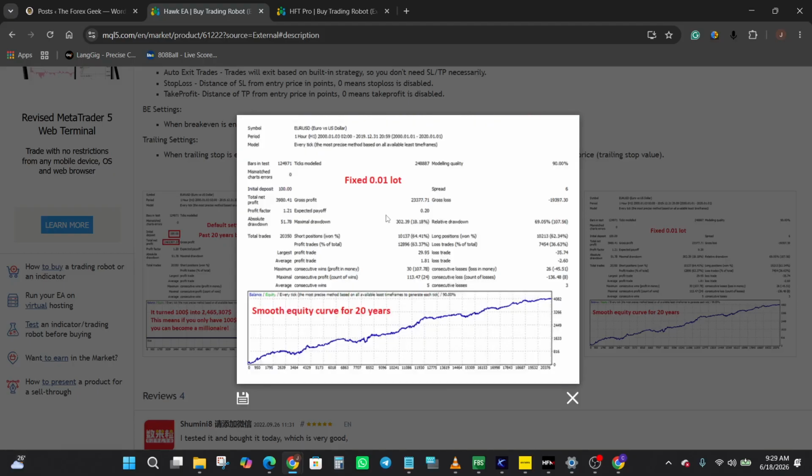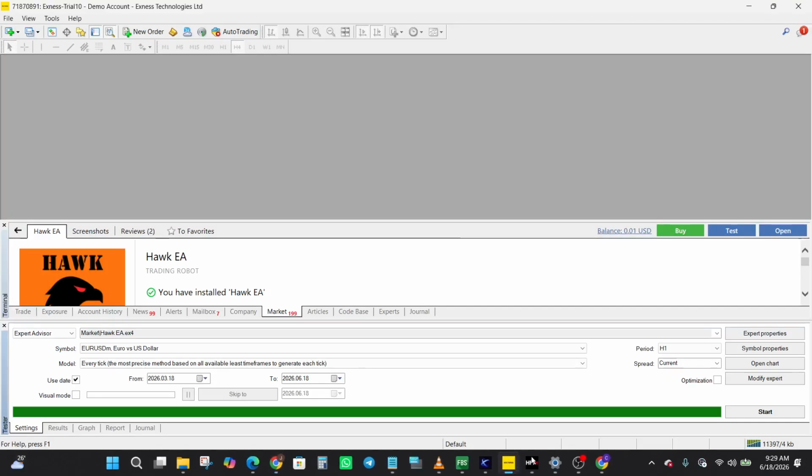And we can see here fixed 0.01 lot, initial deposit $100, total net profit 3,980, 63.37% win rate. Let us head over to our strategy tester. Let's see how the Hawk EA performed on EURUSD on the H1 time frame over the past 3 months in 2026. And we are using the every tick modeling, of course.